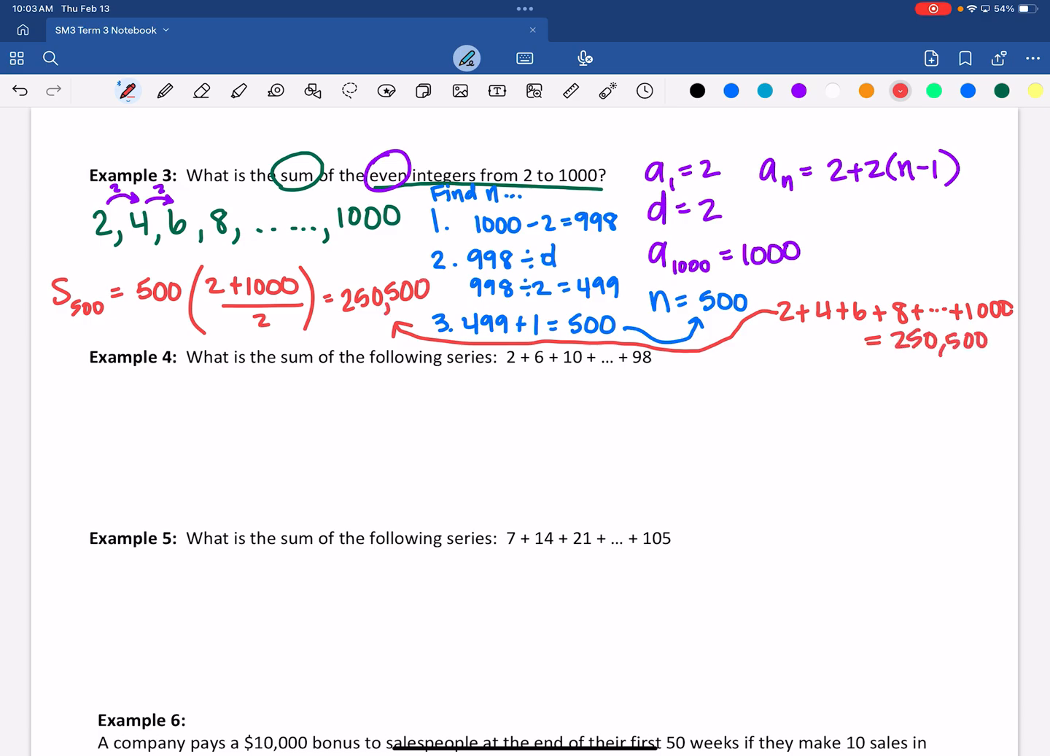I mean, guys, this is incredible that there is a formula that will add up all of the numbers as long as you know the last and the first. And if you don't know the last, you can find it by using that.